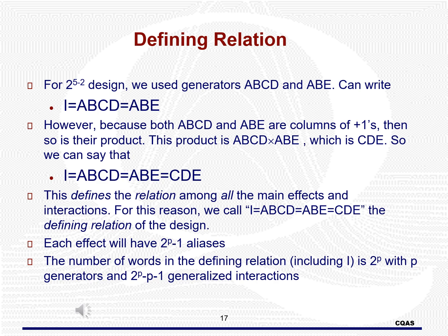So for the 2^(5-2) design, we have generators ABCD and ABE. Now the product of the two is CDE, so the defining relation is I equals ABCD equals ABE equals CDE. You should also notice that each effect will have 2^p - 1 aliases. The number of words in the defining relation should be 2^p.